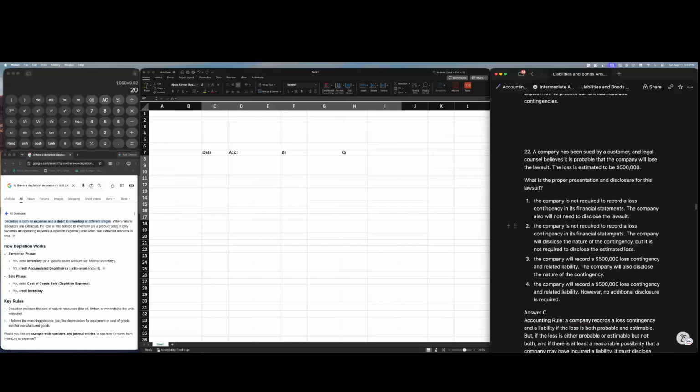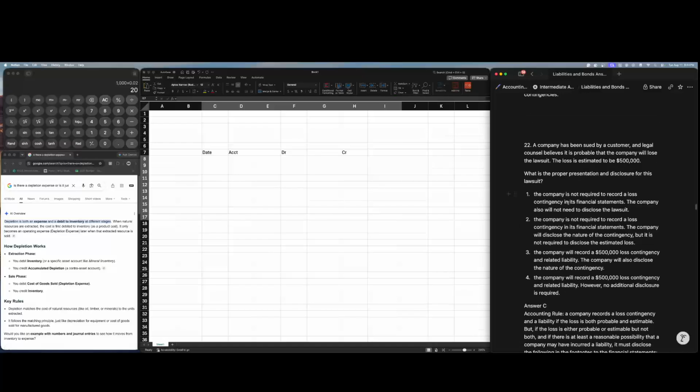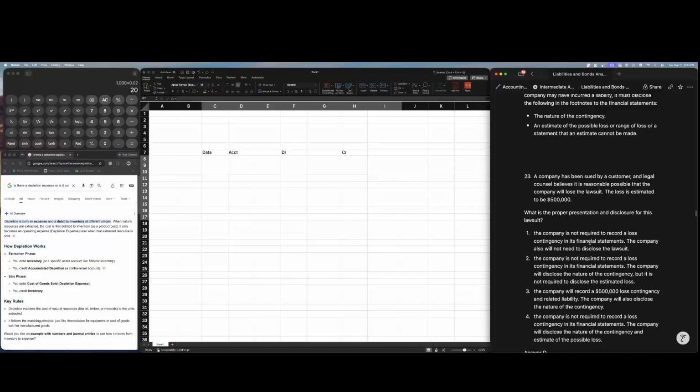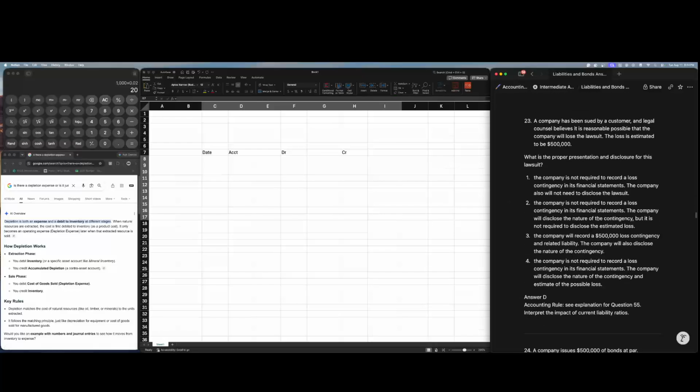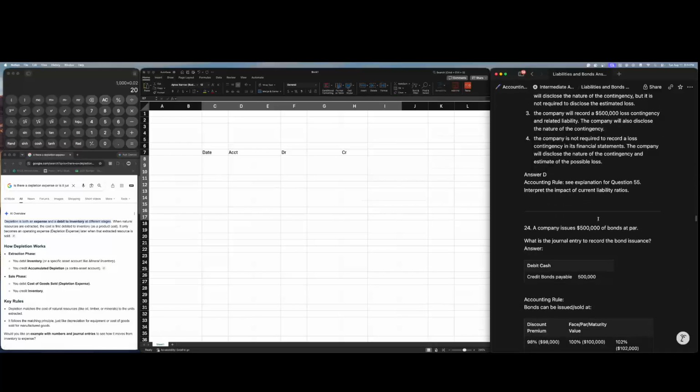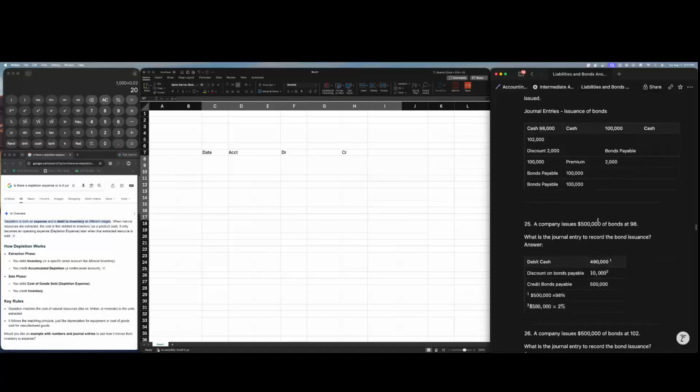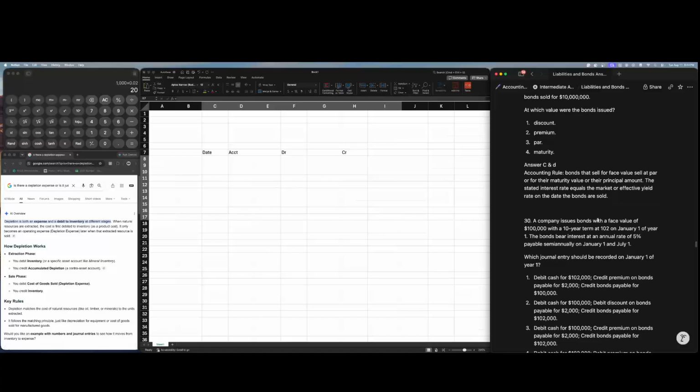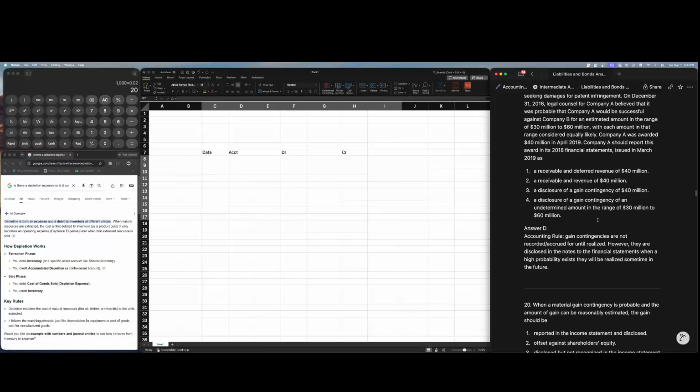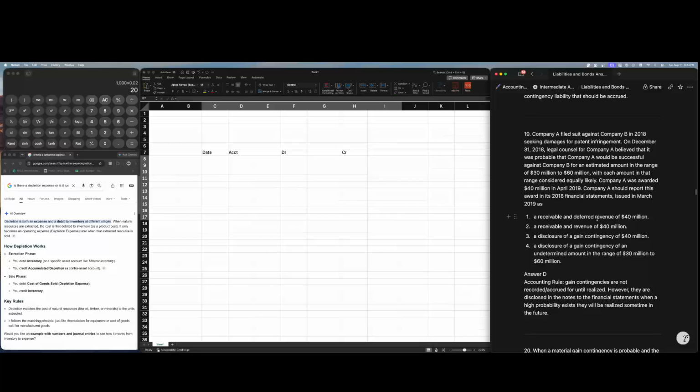So that's pretty much it for probable. How would you write this in though? A company filed suit against company B in 2018 seeking damages for patent infringement. On December 31st, 2018, it's probable they would be successful.